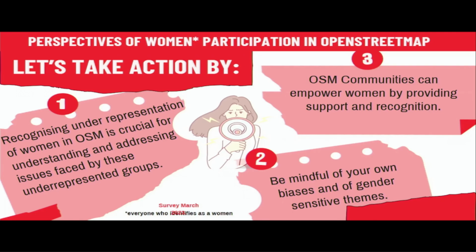in as much as we are all doing something, and we encourage everyone in each other's space, one, we recognize that underrepresentation of women in OpenStreetMap is very crucial, and understanding the issues faced by these underrepresented groups. One thing to change is accepting that there is an issue. If you are willing to change, then you should accept that there is something that you have to change. Otherwise, there wouldn't be any change.